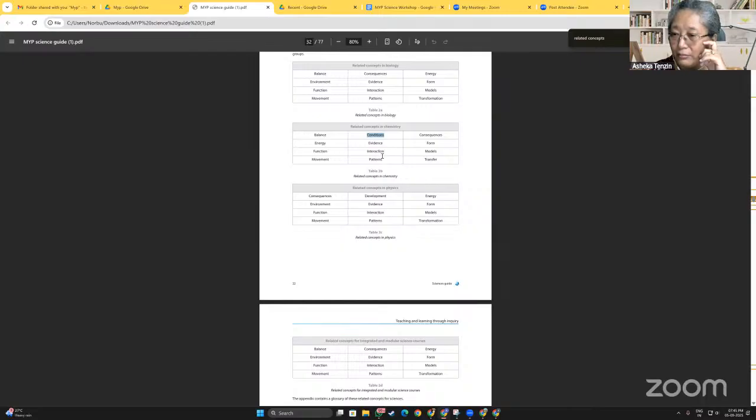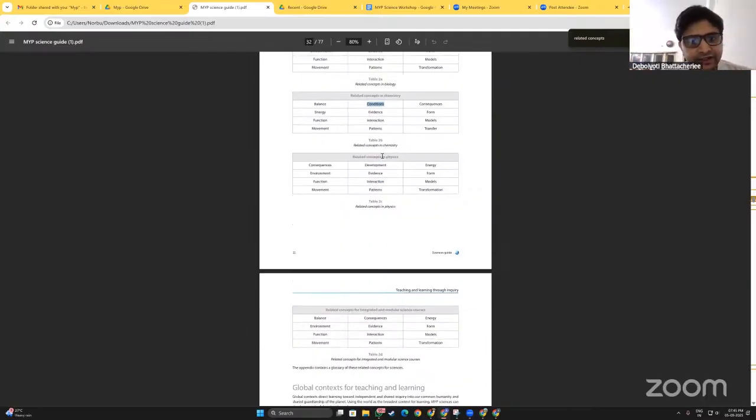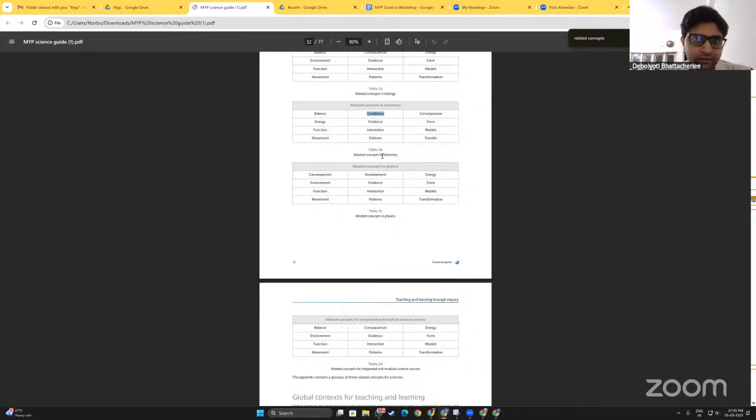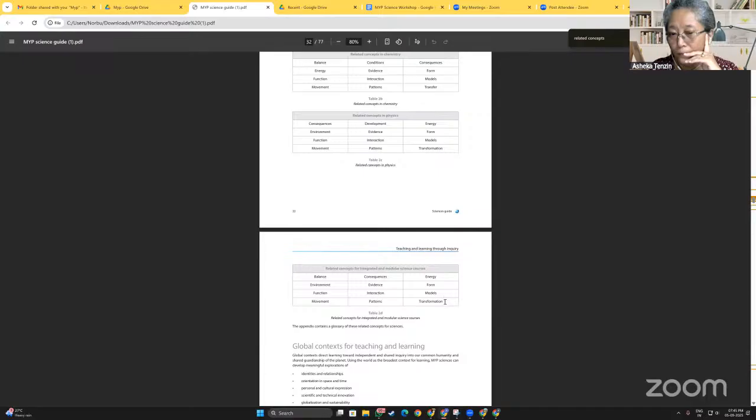Did you understand, everyone? Yes, ma'am. Ma'am, I have a question over here. We can see the separate RCs over here, and this means for the discrete sciences as well as for the integrated and the modular sciences, right? Correct. Now in MYP 1, 2, 3, if the school is offering an integrated curriculum prior to going for the discrete sciences in MYP 4 and 5, how do we look at it?